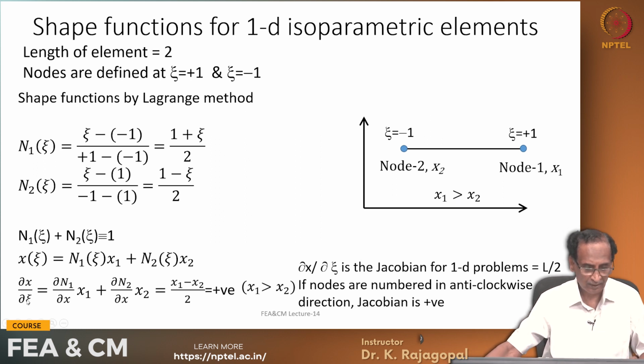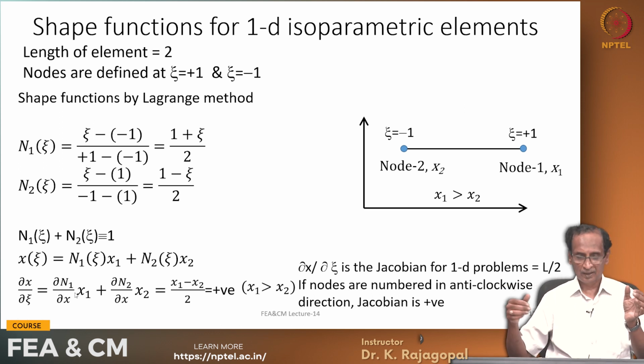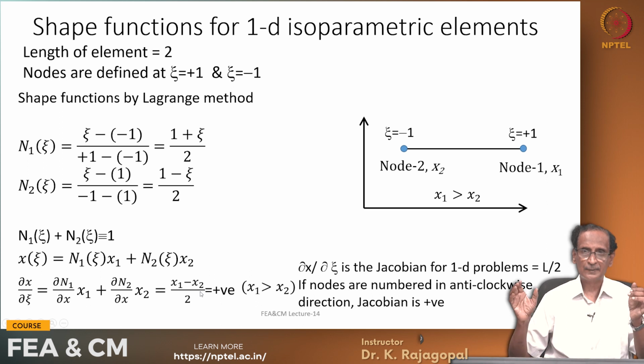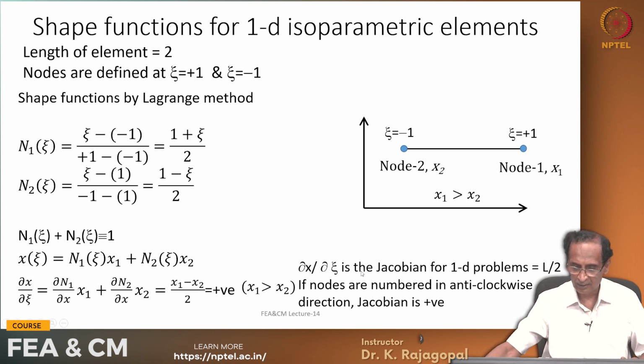and dou x by dou xi represents the scale factor, because in fact this is (x1 minus x2) by 2. This itself is the scale factor, because in the natural space the length is 2, in the Cartesian space the length is x1 minus x2. Okay. So this dou x by dou xi is called the Jacobian for a 1D problem, and that is equal to L by 2, and if the nodes are numbered in the anti-clockwise direction, the Jacobian value is positive.